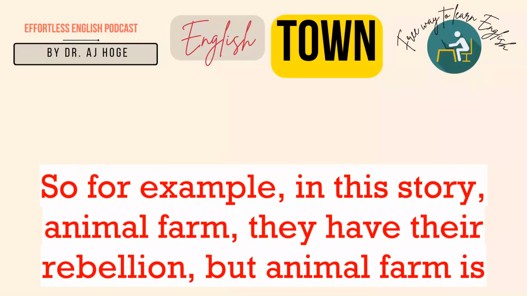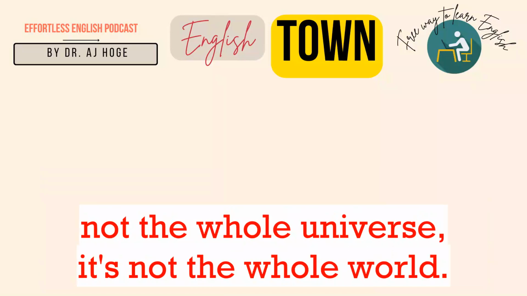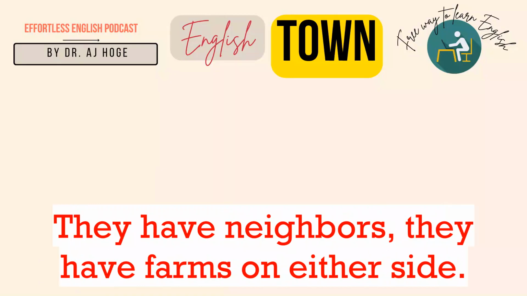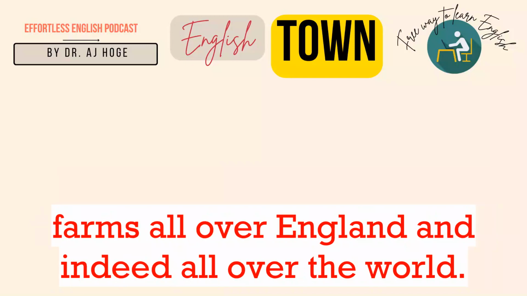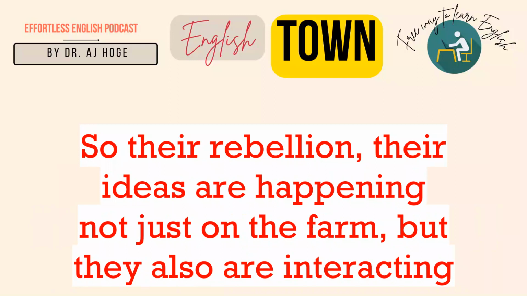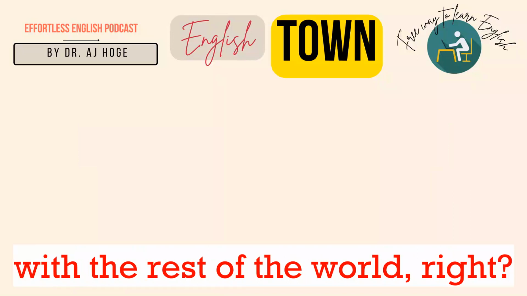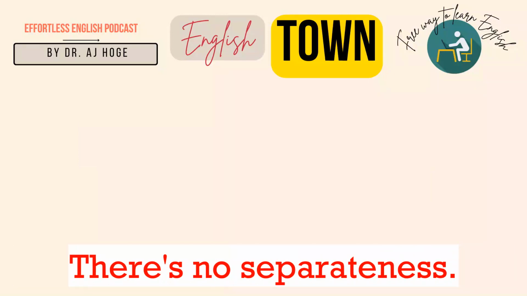So, for example, in this story, Animal Farm, they have their rebellion, but Animal Farm is not the whole universe. It's not the whole world, right? They have neighbors. They have farms on either side. There are farms all there. This imaginary farm is in England, and there are farms all over England, and indeed all over the world. So their rebellion, their ideas are happening not just on the farm, but they also are interacting with the rest of the world, right? So there's no separateness.